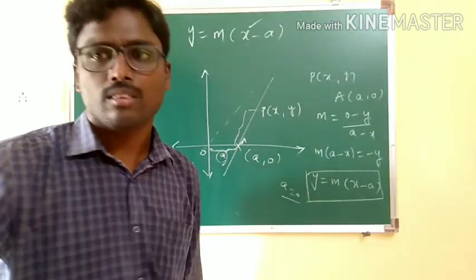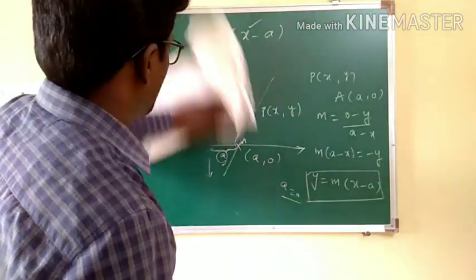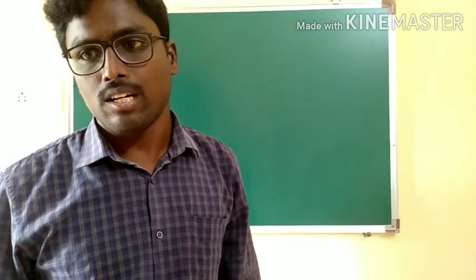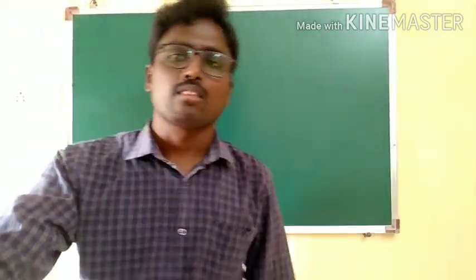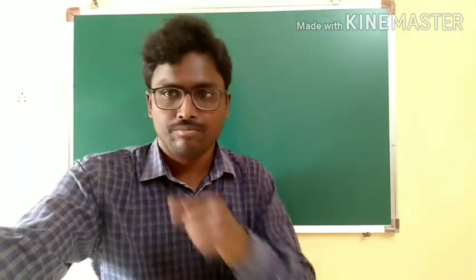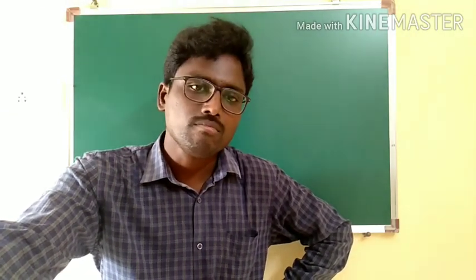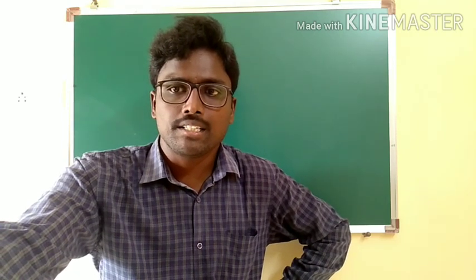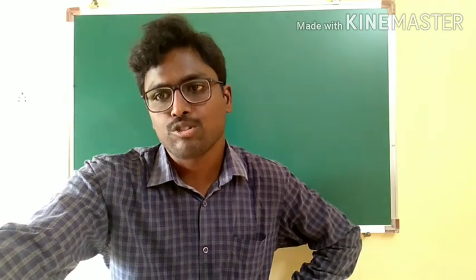Take one example. Equation to the straight line cutting off an intercept 2 from the negative y-axis and inclined at 30 degrees to the positive direction of the x-axis.